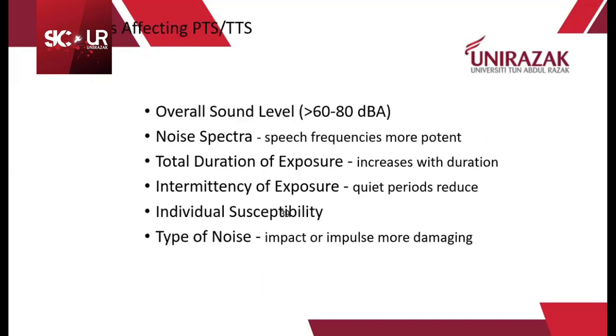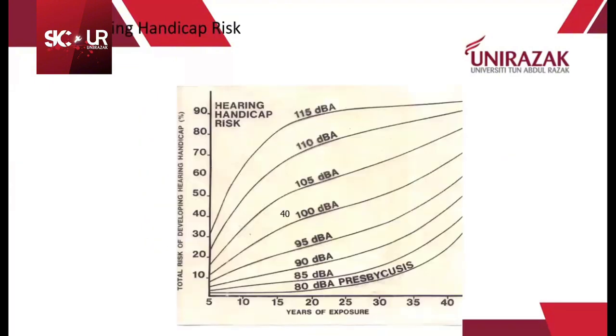Aural sound level more than 60 to 80 dBA. Noise spectra, speech frequency more potent. Total duration of exposure, increase with the duration. Intermittency of the exposure, quiet period reduce. Individual susceptibility. Type of noise, impulse or impact more damaging. So ini a part of hearing handicap risk lah.